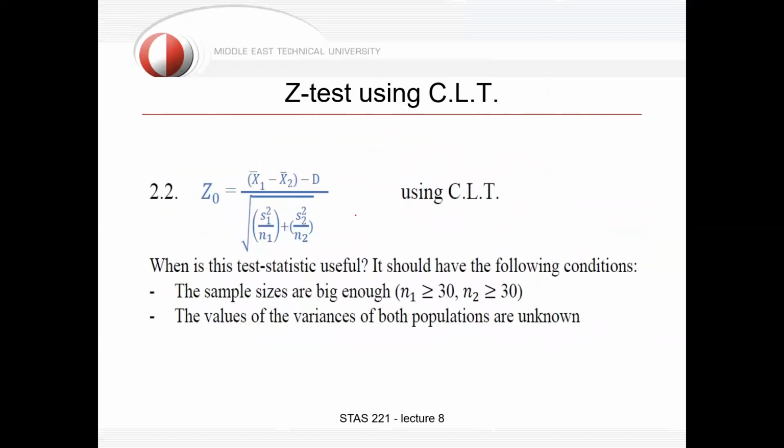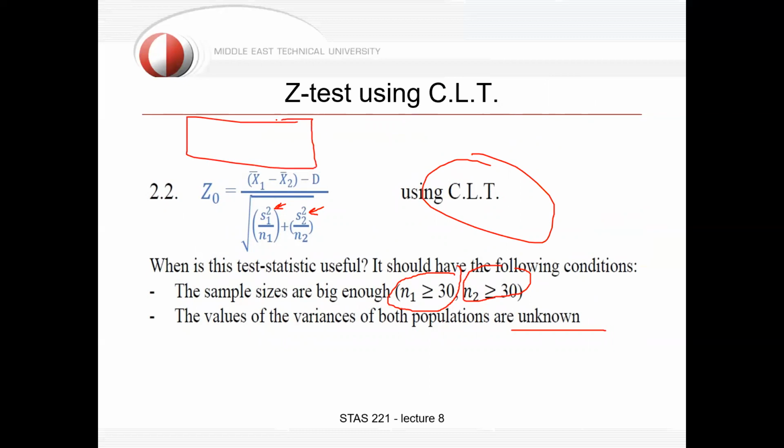Okay, case 2. In this case, the sample sizes are big enough. When this is the case, I don't even care about the population distributions because I can use CLT. Good. The values of the variances of both populations are unknown, because if they were known, I could use the previous one. So instead of using sigmas, as you can see, I can use variances of the samples. You see, I take a sample from each one of them. So this one, S1 squared, S2 squared.